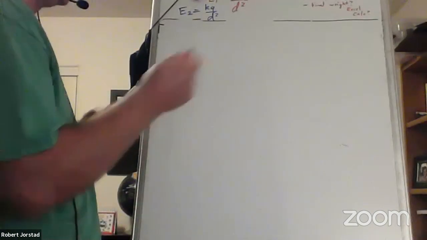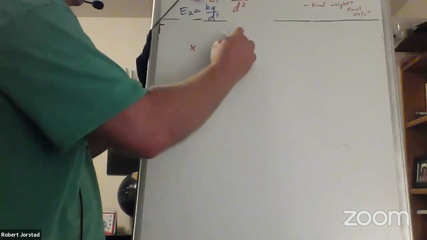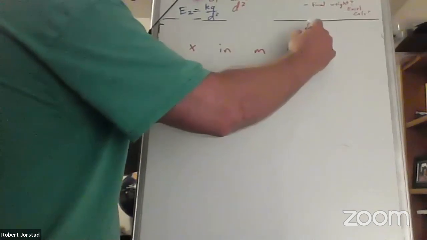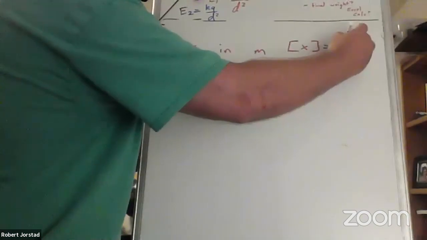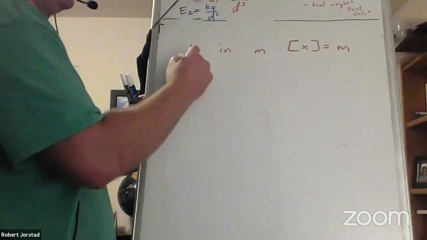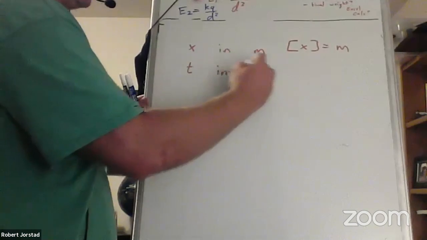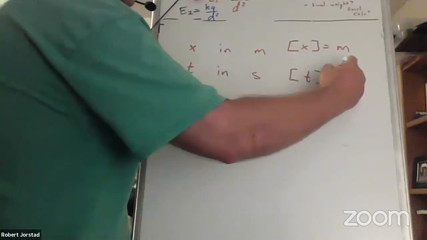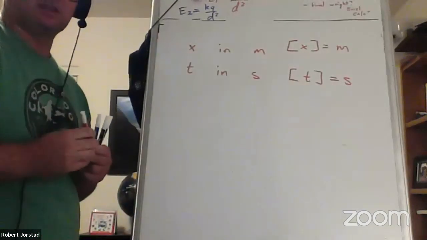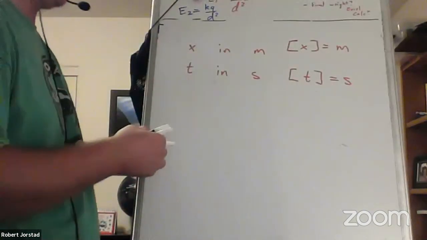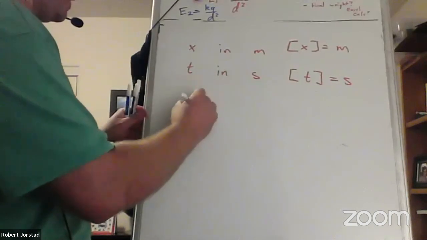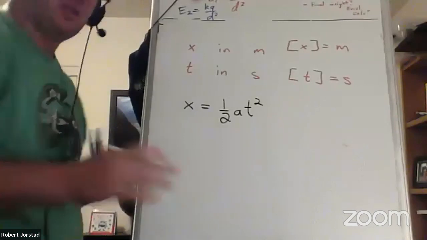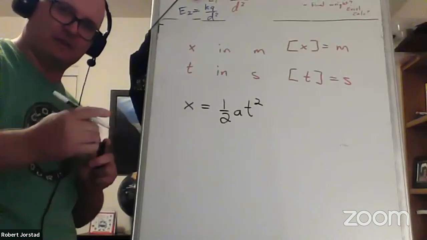Let's say we had X in meters, or we could say it like this, the units of X equal meters, and we could say T is in seconds, right? Or the units of T equal seconds, all right? So let's say we have this, and now let's say we have an equation where we say X equals 1/2 AT squared. The way we use this is as follows.